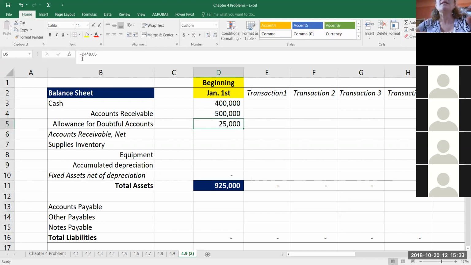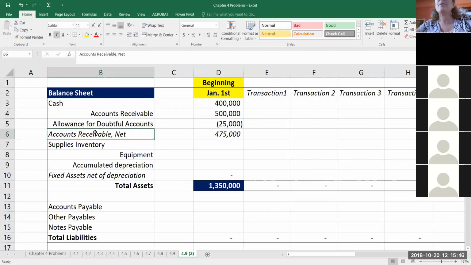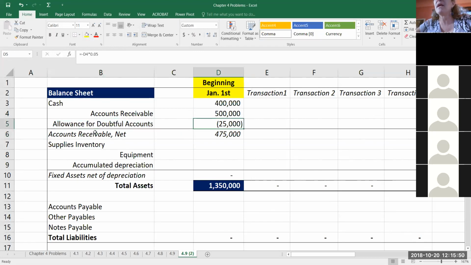What we're going to do with this doubtful accounts allowance is make it a negative because it's a contra. In other words, it goes the other way, right? And then we're going to add the two together to get our total net receivables. Again, the net means it's net of allowance for doubtful accounts. So it's basically the 500 subtracting the 25 gives us 475 in net accounts receivable.